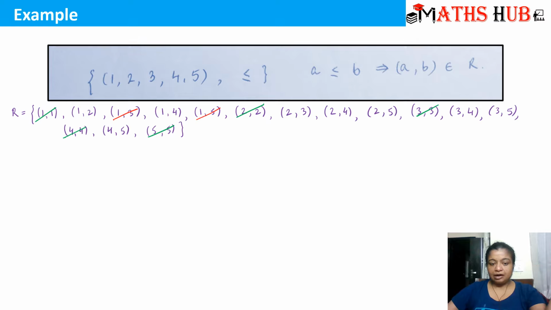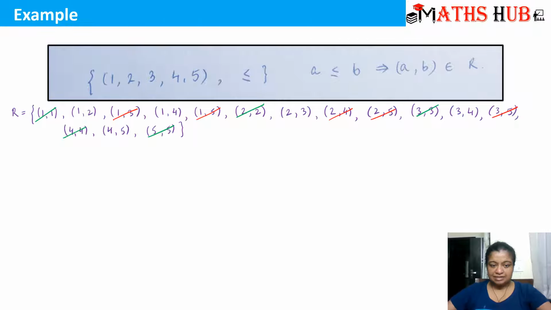Then 2 related to 3, 3 related to 4. So 2 related to 4, right? Then 2 related to 3, 3 related to 5. So 2 related to 5. So this also gets removed. 3 related to 4, 4 related to 5. So 3 related to 5. So this also gets removed.